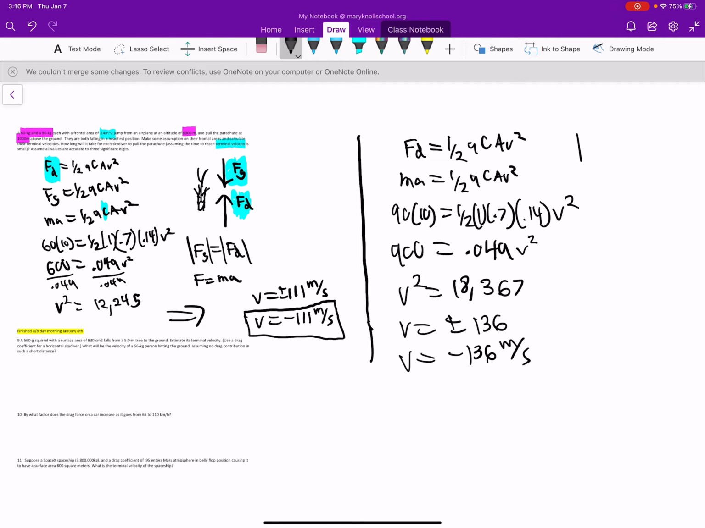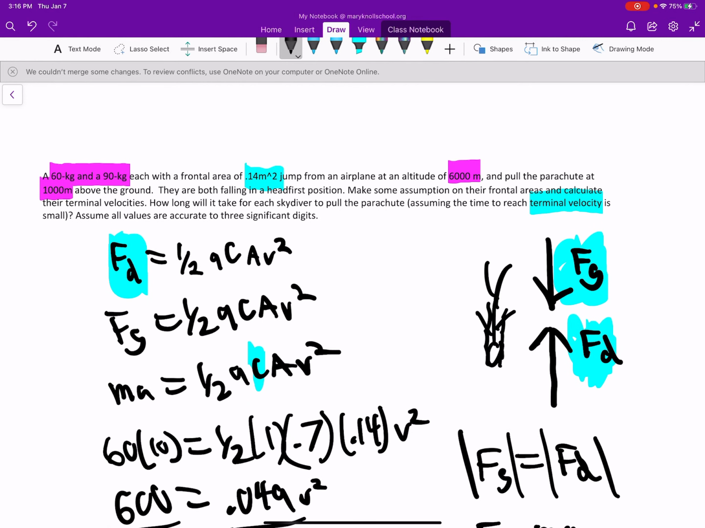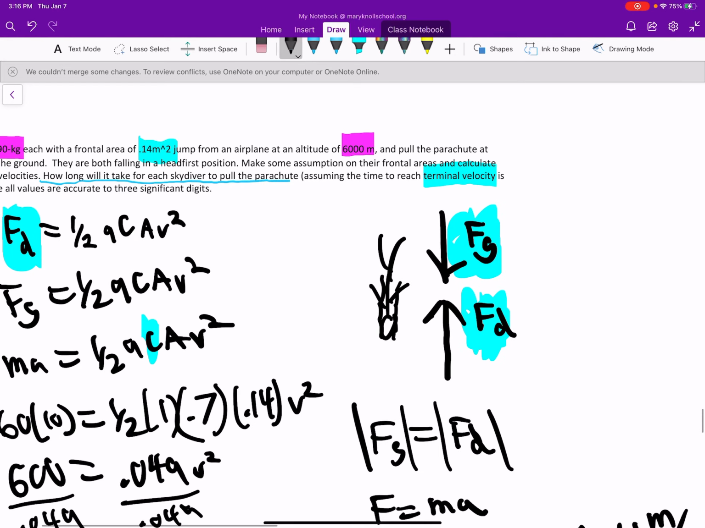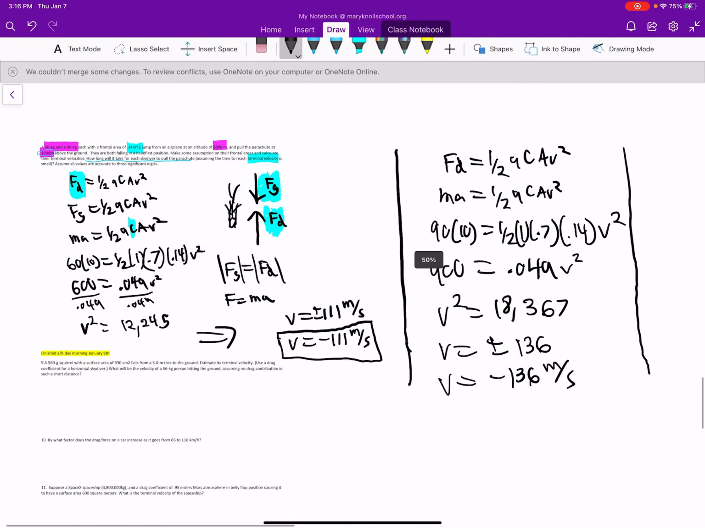Now, we want to know how long it'll take them to pull their parachute. Let's go ahead and read this question again. How long will it take for each skydiver to pull the parachute? And they're going to pull the parachute at 1,000 meters. So they have to drop 5,000 meters. Now, I'm going to purposefully make a little mistake here. See if you can catch me.